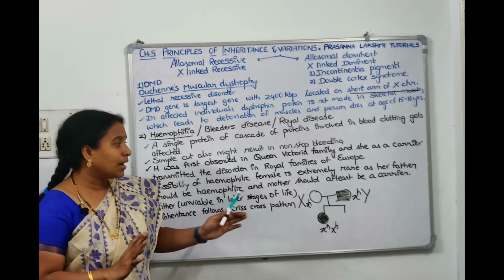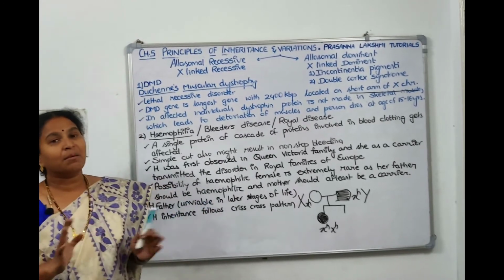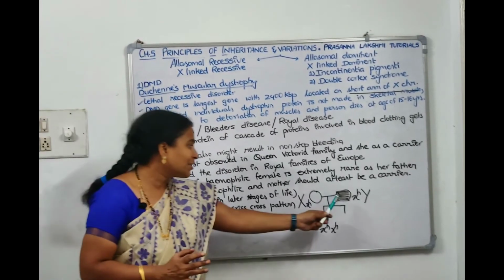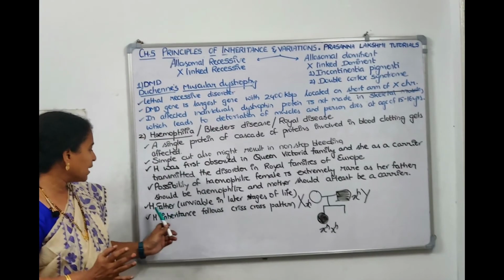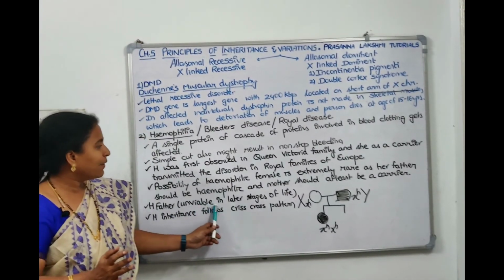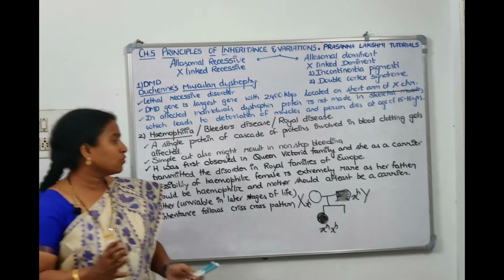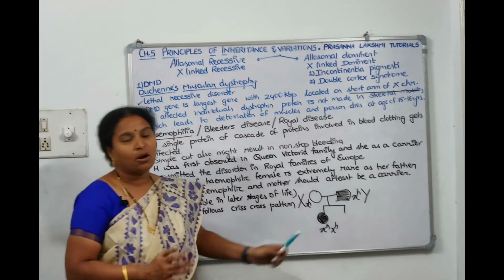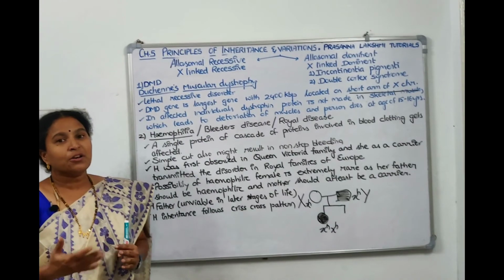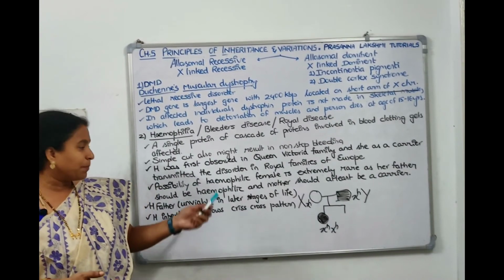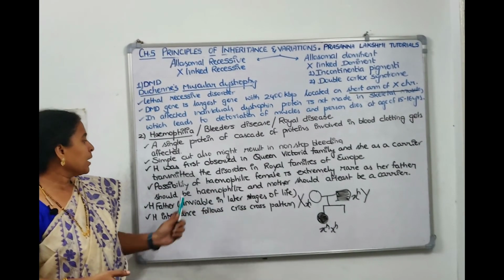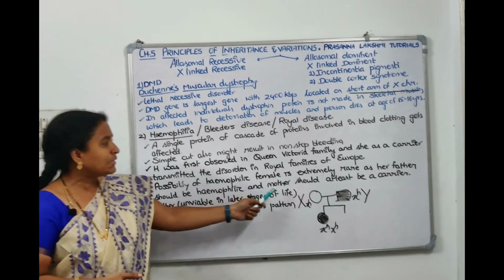Means fathers who are hemophilic cannot survive till marriageable age, so they cannot transmit it to their daughters. That's what NCERT says. Hemophilic fathers are unviable in the later stages of life, so they can't reach marriageable age, and they cannot transmit this gene to their daughters. But if you want, theoretically we can make questions out of that, but practically this is the scenario, right?